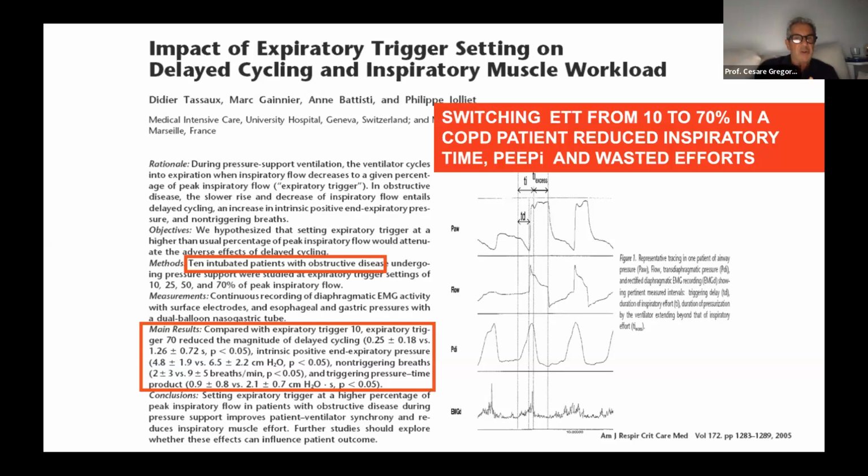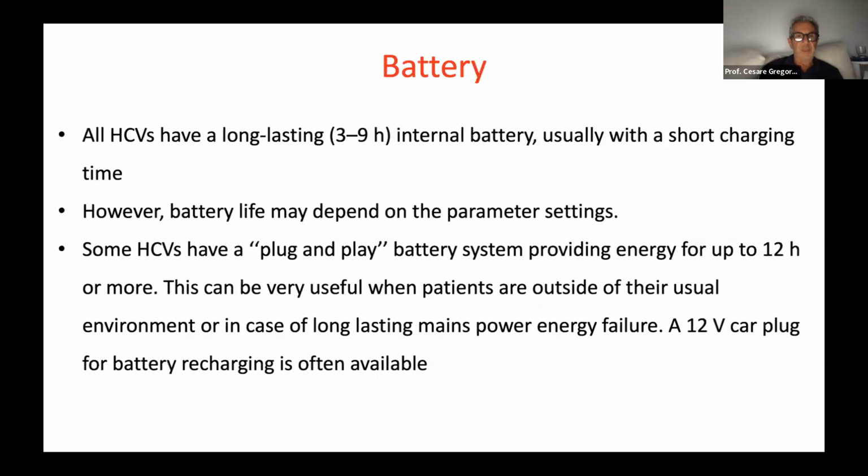And on the contrary, in a restricted condition, it is completely different, because you switch in the opposite direction, for example, from 70% to 5 to 10%. So different condition, different underlying disease, different setting of the inspiratory threshold time.